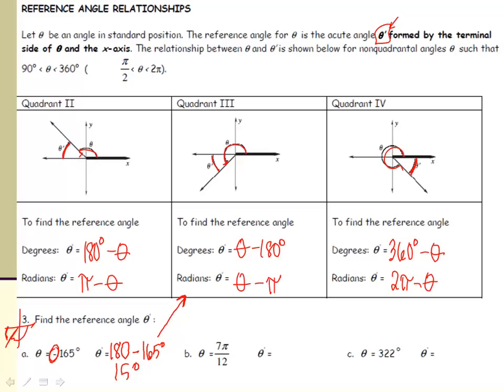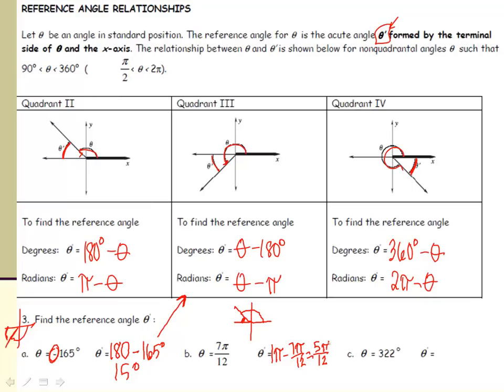For B, if I want to find the reference angle to 7 pi over 12, well, 7 pi over 12 is not one whole pi, but it's more than a half a pi, so it'd be somewhere over here. And it's positive, so we can use our table right up above here. Our reference angle is going to be right down here. So we're just going to do pi, not 180, because I'm in radians. We're going to do pi minus 7 pi over 12. Really that's 1 pi, so 1 minus 7 twelfths would be 5 twelfths. So we have 5 pi over 12.